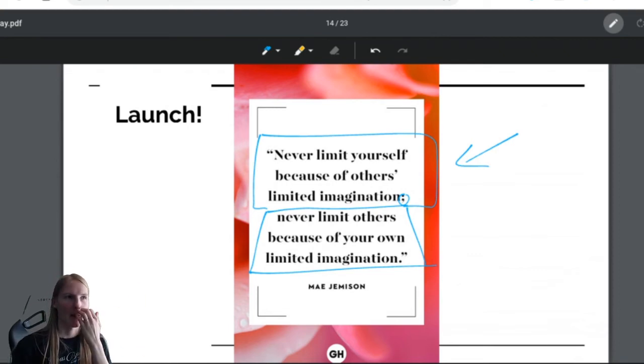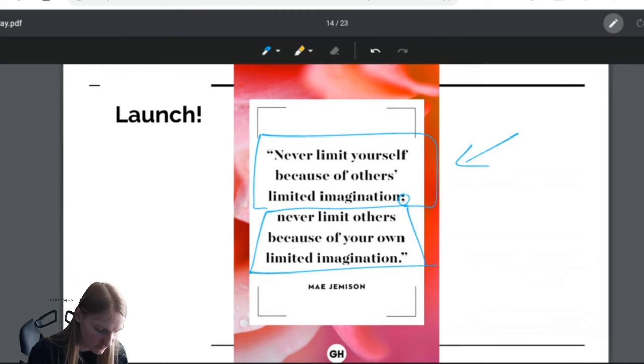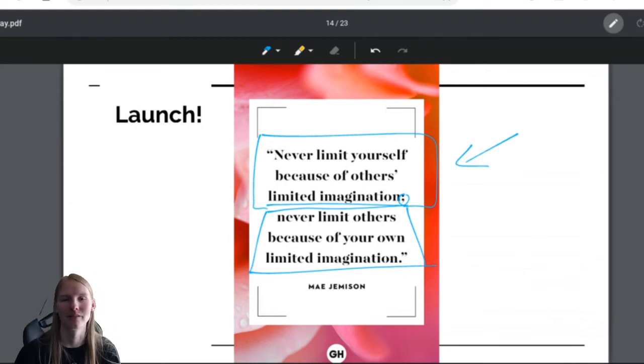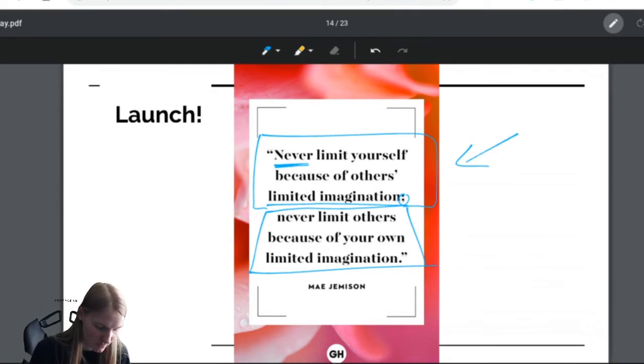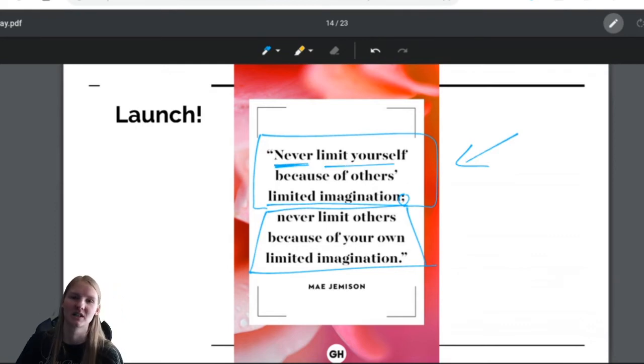So, if your imagination is limited, it's hard for you to imagine things. So maybe others have a limited imagination and they say, you could never be a doctor. You're not smart enough to be a doctor. That's them having a limited imagination. Never limit yourself because of others' limited imagination. So never tell yourself, wow, I never could be a doctor because I'm not smart enough, and they don't think I'm smart enough.